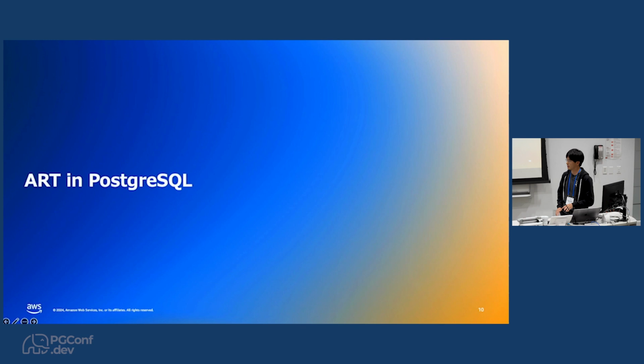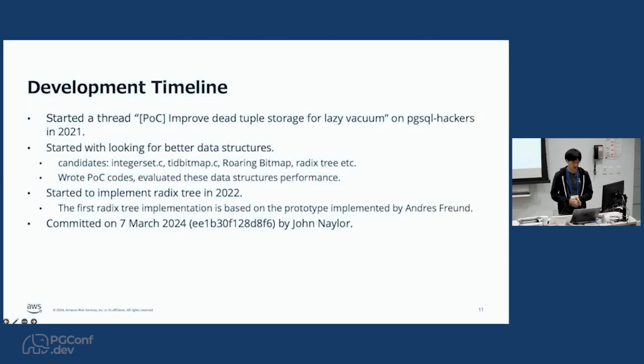So let's move on to our ART implementation in PostgreSQL. This is the development timeline. I started in 2021. I started a thread on the Postgres Hackers list to improve the dead tuple storage for vacuum. I started by looking for better data structures. While Postgres already provides possibly good-fit data structures like integer set and TID bitmap, in addition to them I wrote some POC code. For example, roaring bitmap was also a candidate.